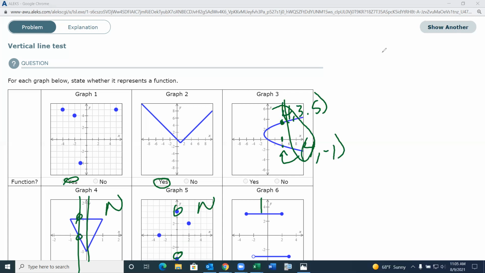And clearly, you can find a vertical line that hits this thing more than once. So no, not a function.